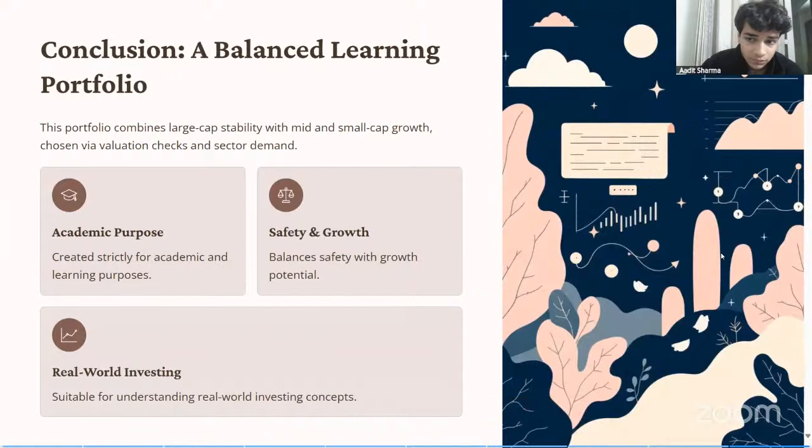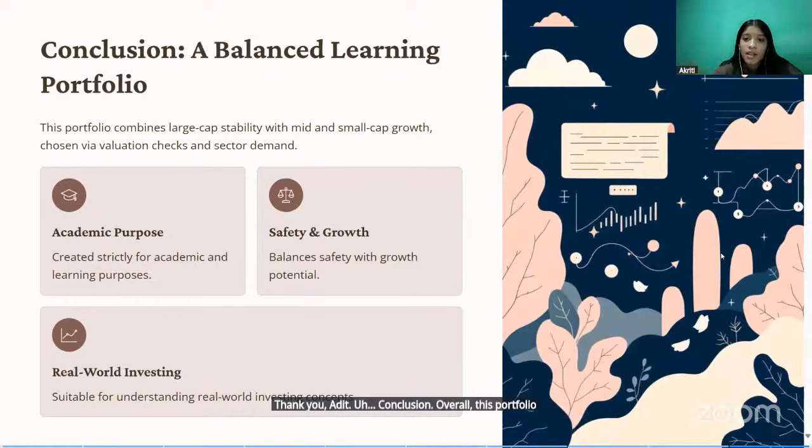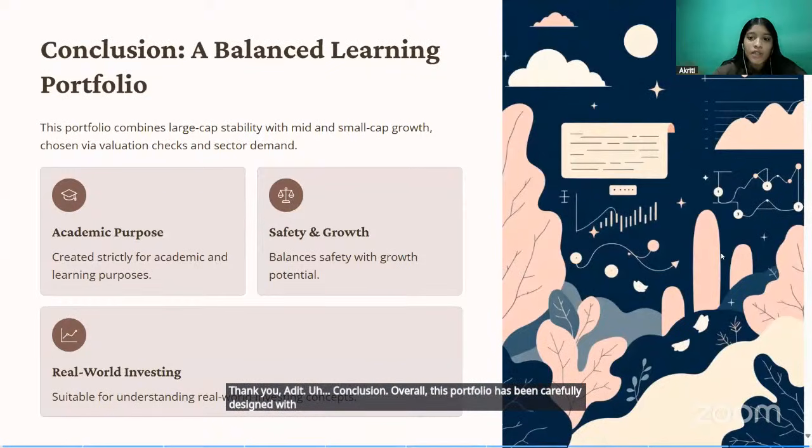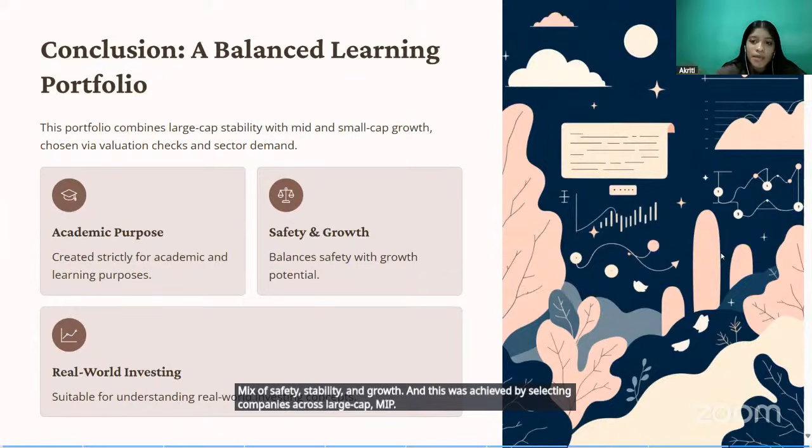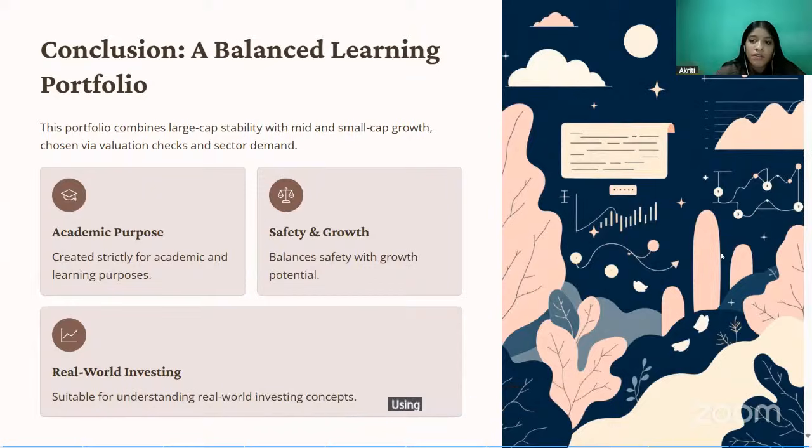Thank you, Adit. Conclusion: overall, this portfolio has been carefully designed with the objective of achieving a balanced mix of safety, stability, and growth. This was achieved by selecting companies across large cap, mid cap, and small cap segments. The stock selection was done in a structured and analytical manner using fundamental valuation metrics such as PE ratio, PB ratio, and market cap to sales.